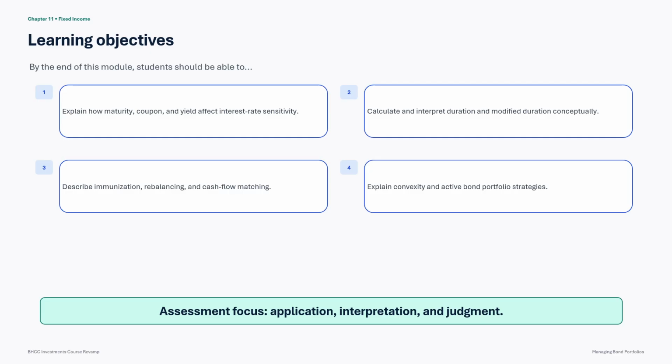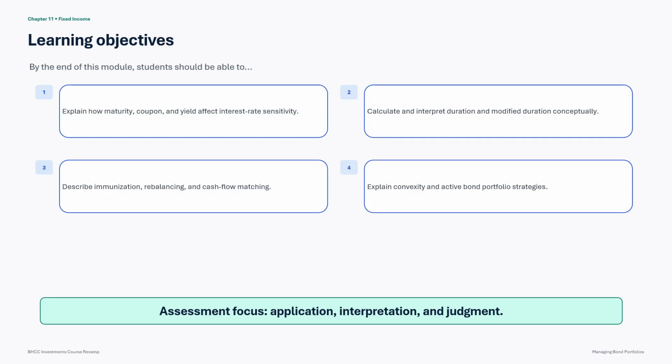This chapter has 4 practical learning objectives. First, you should be able to explain how maturity, coupon rate, and yield affect interest rate sensitivity. Longer maturity generally increases sensitivity because more of the bond's value comes from distant cash flows. Lower coupon also generally increases sensitivity because less money is returned early. Lower yield can increase duration because distant payments receive relatively more present value weight. These are directional relationships, not substitutes for actually measuring the portfolio.